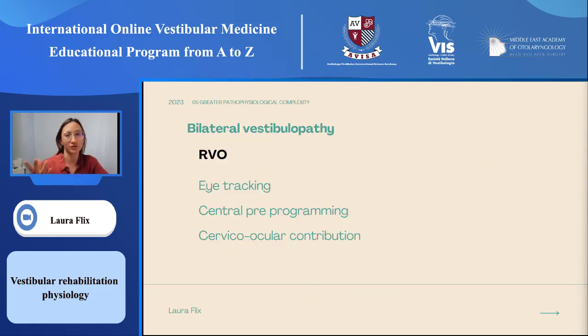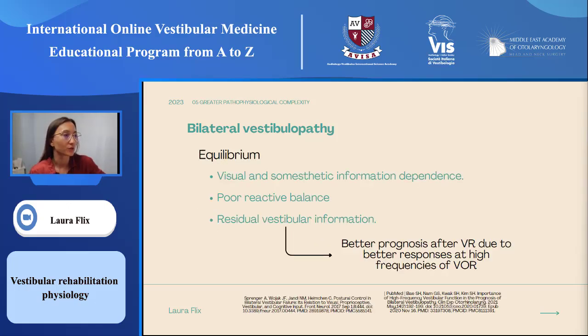For example, when we have not just unilateral but bilateral vestibulopathy, the physiology implied in adapting the vestibulo-ocular reflex will be a little bit different, and other physiological aspects such as central preprogramming or cervico-ocular contribution will be more important to be able to adapt this reflex and make it at least more functional in daily activities. So our theory is going to be different, so our way of treatment probably will also be different to improve this patient, and also not just with the vestibulo-ocular reflex but also with the equilibrium.